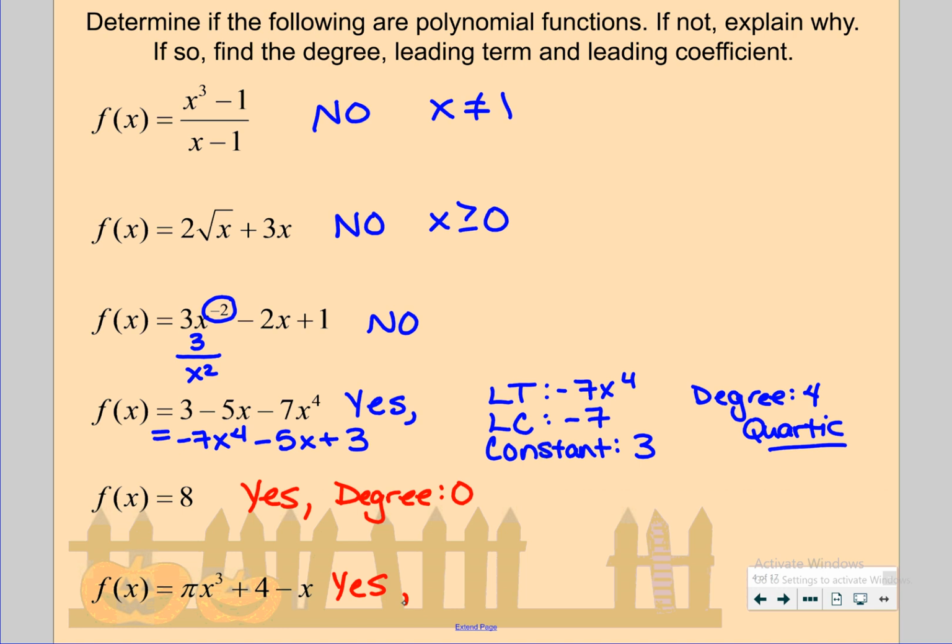You're going to have a lot of questions in Math Excel just like this. Yes or no, why or why not, what's this part of the polynomial, all that stuff. Okay, any questions on that? Identifying a polynomial and its characteristics. All right, good.